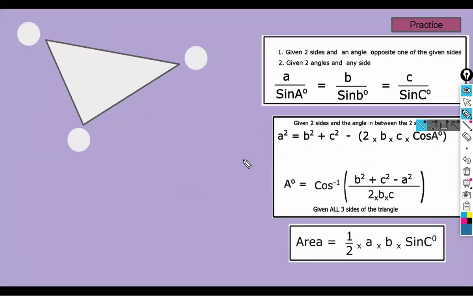Let's try A, B, and C. Nothing wrong with trying A, B, and C. So let's say we have a large angle here, let's say it's 120 degrees. Here is 30 meters, and over here is 40 meters. I want you all to find this here.